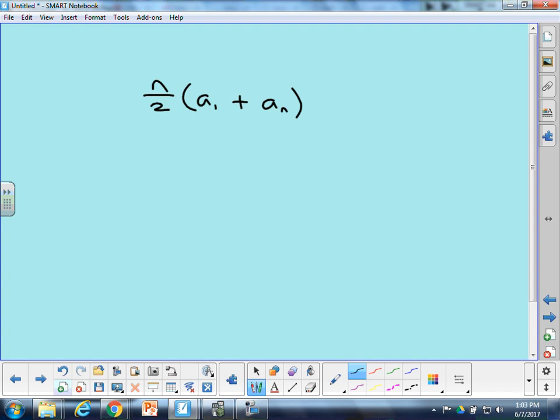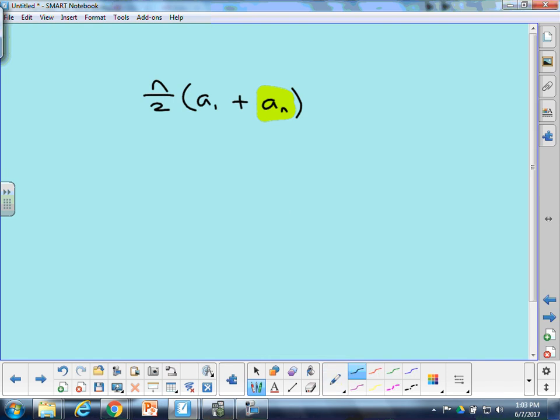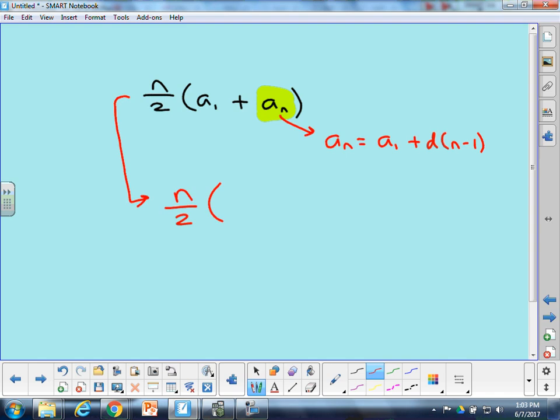Okay, but what actually happens is sometimes you don't know this term. Let's say we wanted the sum of 100 terms and we don't have the 100th term to use. What I use is the fact that this is really the same as a1 plus d times n minus 1. So what I can do is rewrite this formula, substituting in all of this.